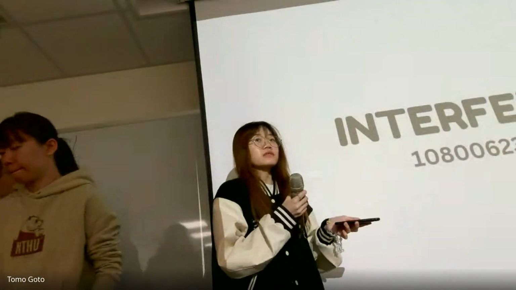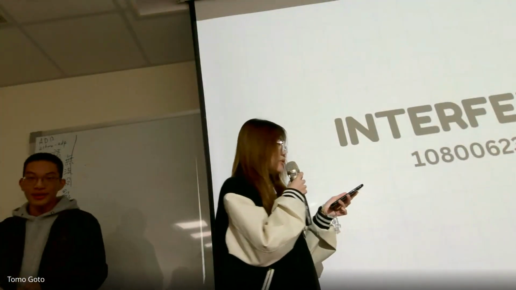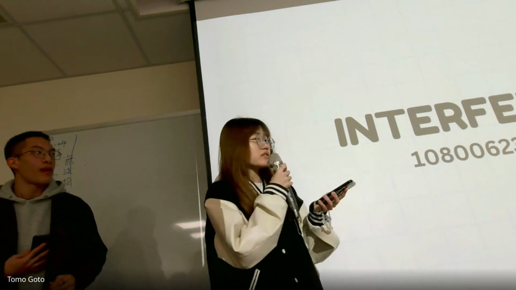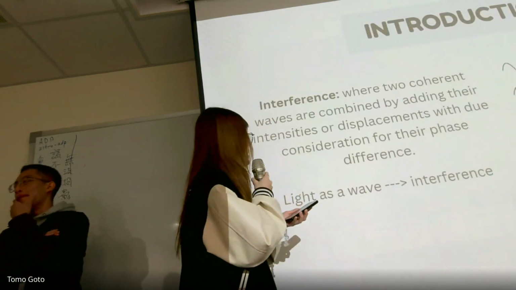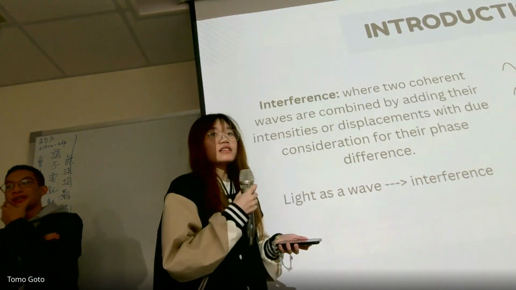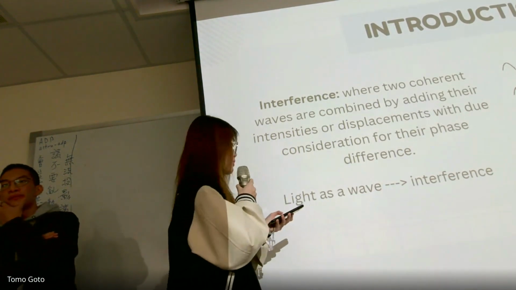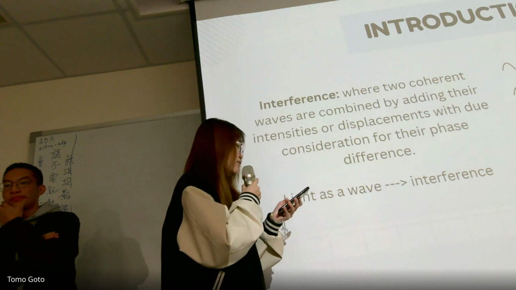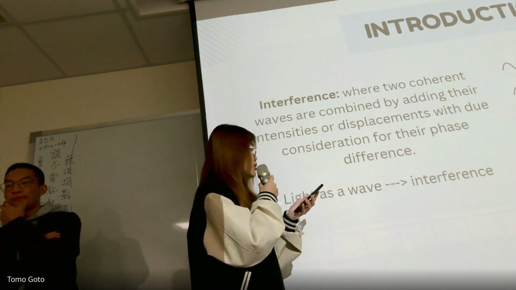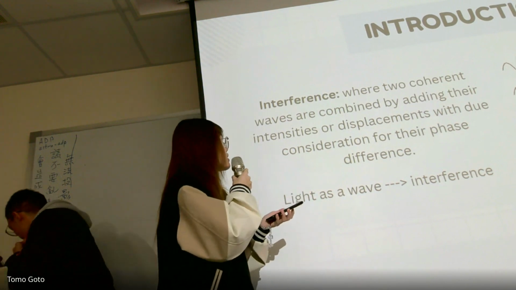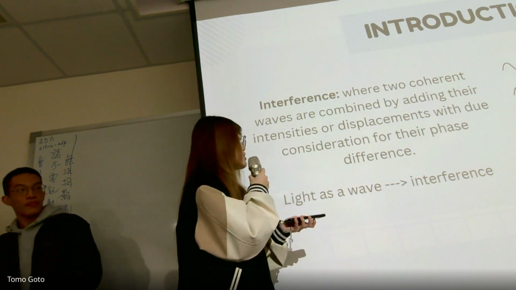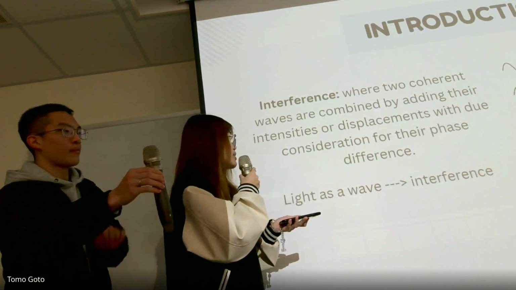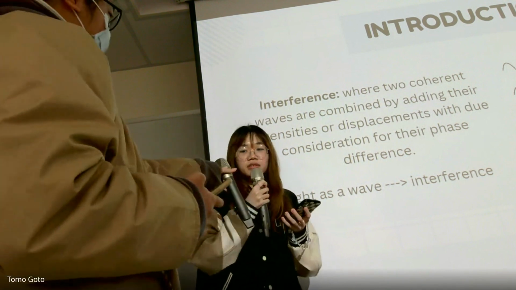So let's go to Serena. I'm Serena, I'm going to introduce interference. So in physics, interference is a phenomenon in which two or more coherent waves are combined by adding their intensity and displaying them with due consideration for their phase difference.